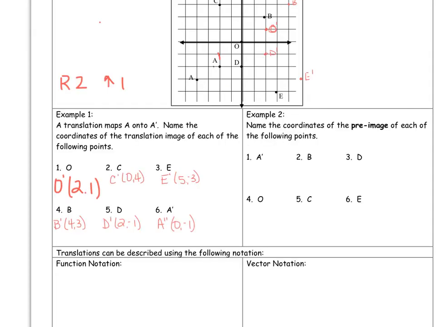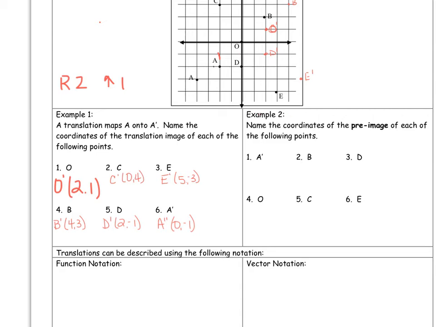Okay, so go ahead and check your coordinates for E prime, B prime, D prime. Since I mapped this, this was the pre-image, this was the translated image, and then if I were to do the same, right 2 and up 1, for a double prime, we would be at 0, negative 1.